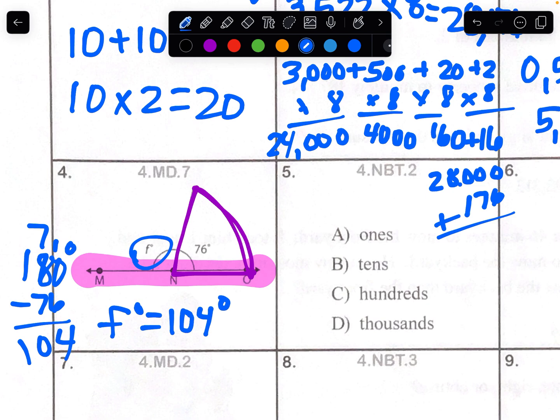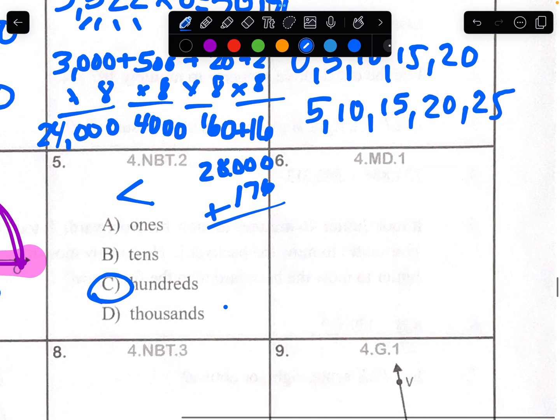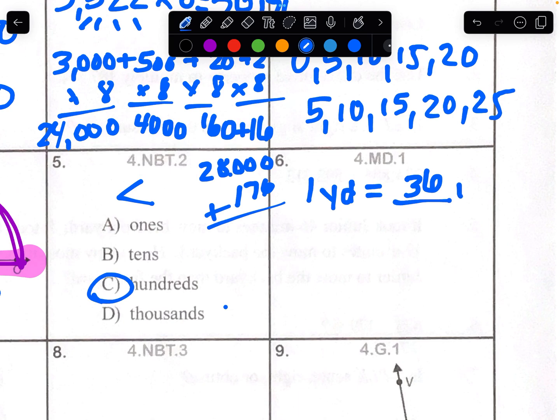All right, number 5 says fill in the sign to make the number sentence true. Looking at place value, the numbers are the same until the hundreds place. To fill in the sign, it would be less than. Number 6, the bird flew 1 yard before landing in a tree. How many inches did the bird fly? Well, if you know 1 yard is 36 inches.